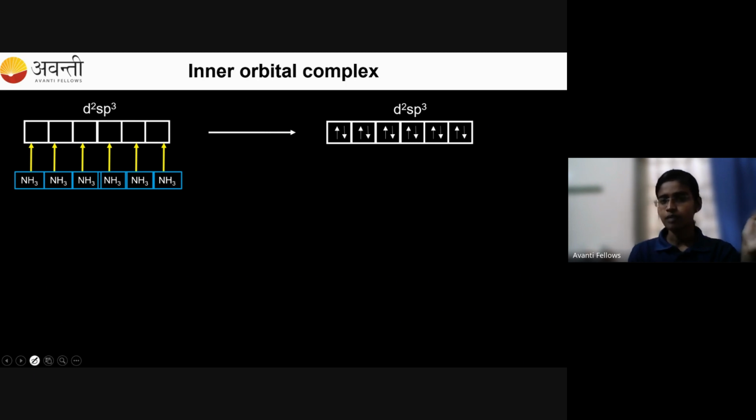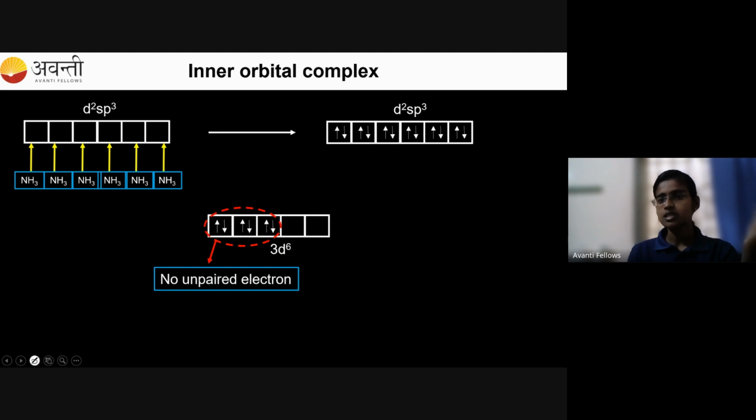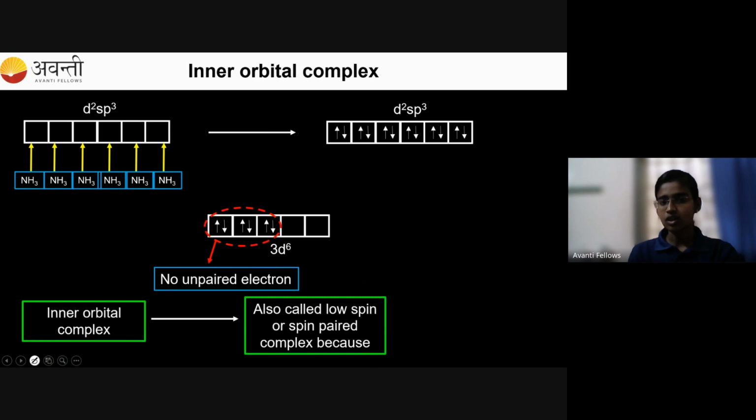So they have formed the bond now, and since there are no d electrons present in the metal system, this system is diamagnetic in nature. Since the ligands are using the inner orbital of the metal, it is called an inner orbital complex. It is also called a low spin or spin paired complex. Mostly, if all the electrons are paired, they are called low spin and spin paired complex.